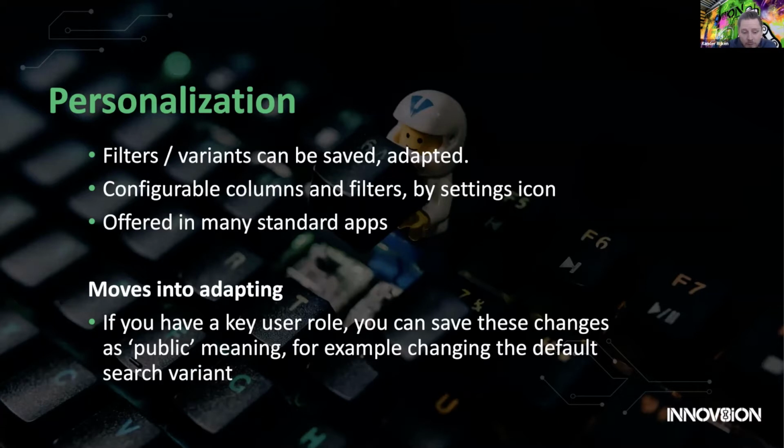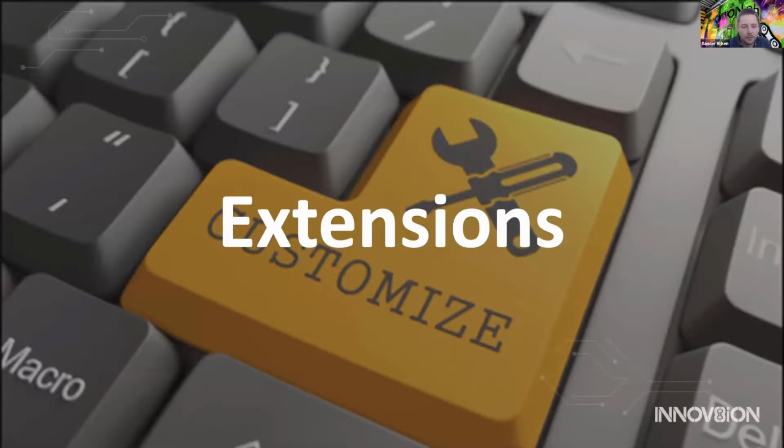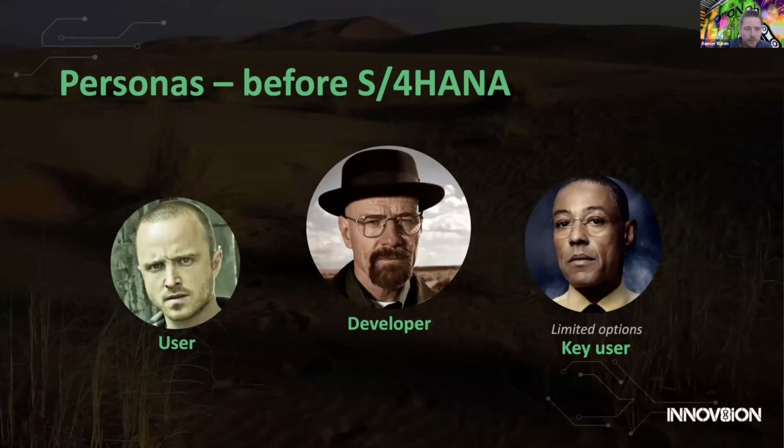It's offered in most of the standard Fiori applications, and if you have a very neat variant, one of your key users can publish it to the rest of your coworkers. But as you can see, very little adaptability is possible. So we need to extend our Fiori applications with more custom fields or more new behavior. And for this we have 3 personas, and please note that this is in SAP ECC, not in S/4HANA. These are the possibilities you have in your SAP backend ECC. We have 3 personas: an SAP user, a developer, and a key user.